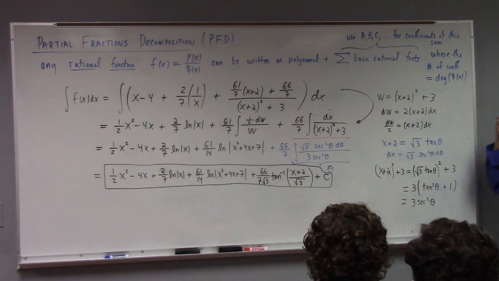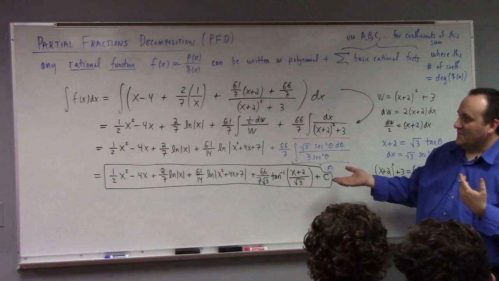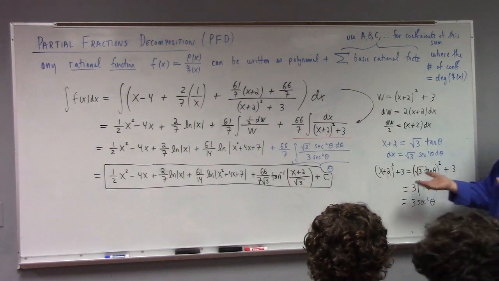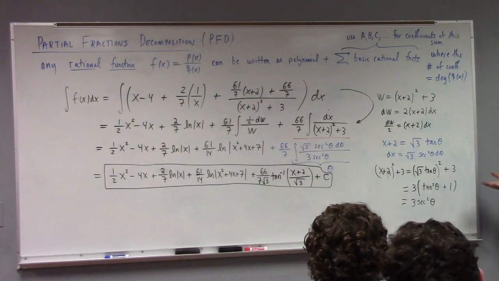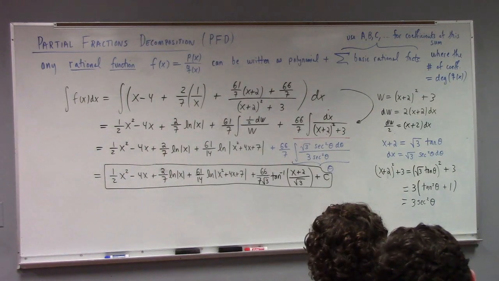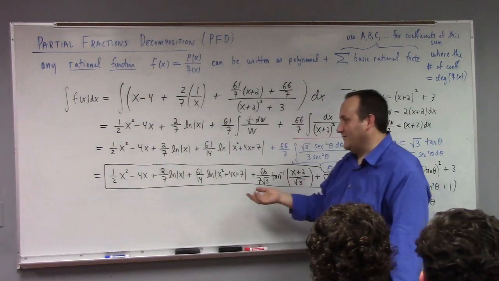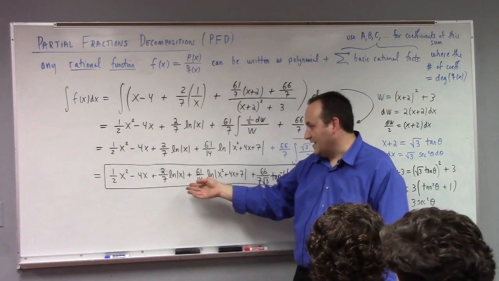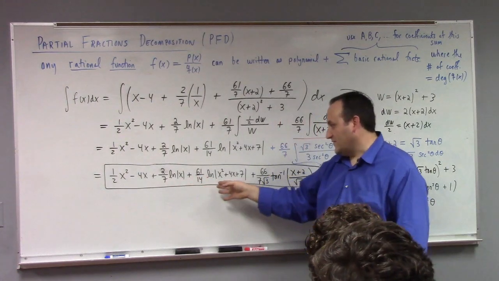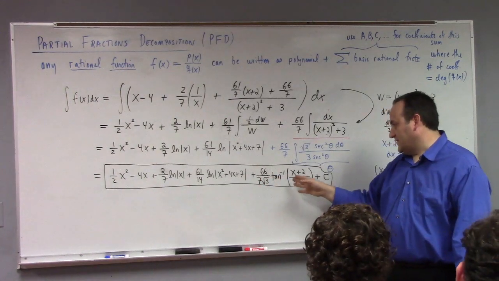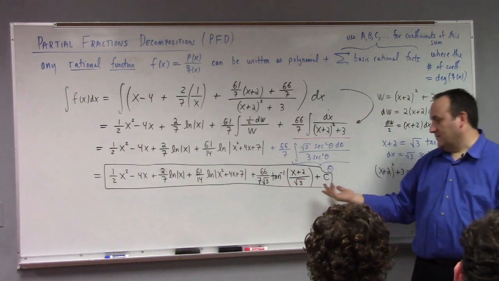But I would say this: you think about it, somebody asks you, can you find a function that when you differentiate it, you get x to the 4th plus 2 divided by x times the quantity x squared plus 4x plus 7? And then you say, well, sure, it's just 1/2 x squared minus 4x plus 2/7 the natural log of the absolute value of x plus 61 over 14 the natural log of the absolute value of x squared plus 4x plus 7, plus 66 over 7 root 3 times the inverse tangent of x plus 2 over the quantity root 3. Oh, don't forget to add a constant.